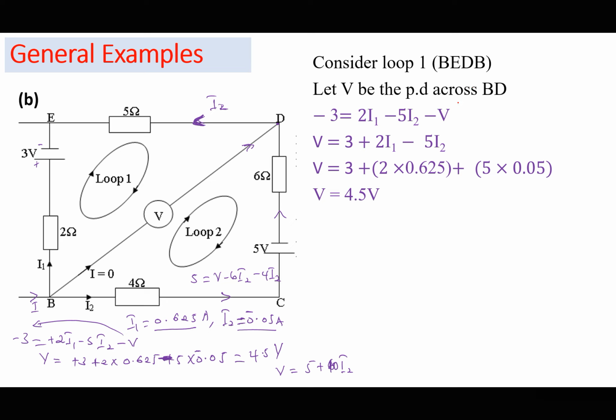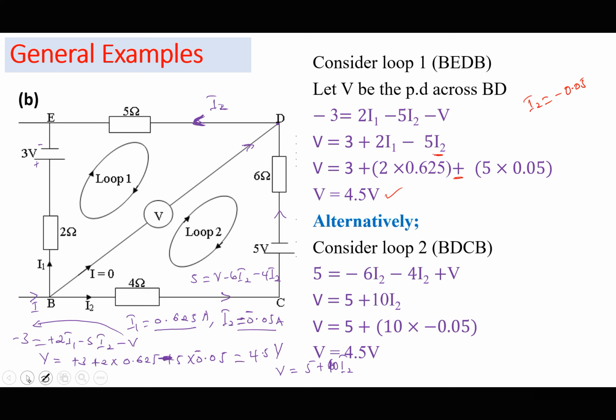From the first loop, we got that V is equal to 4.5. Remember I said we had got I1 as 0.65 and I2 was negative 0.05. So when I substitute for I2, this becomes a plus, which gives us 4.5. And I said alternatively, I could use the other loop, B, D, C back to B, where we saw that the PD, B to D, is positive V because we said D to B was negative. So moving from B to D should be positive.